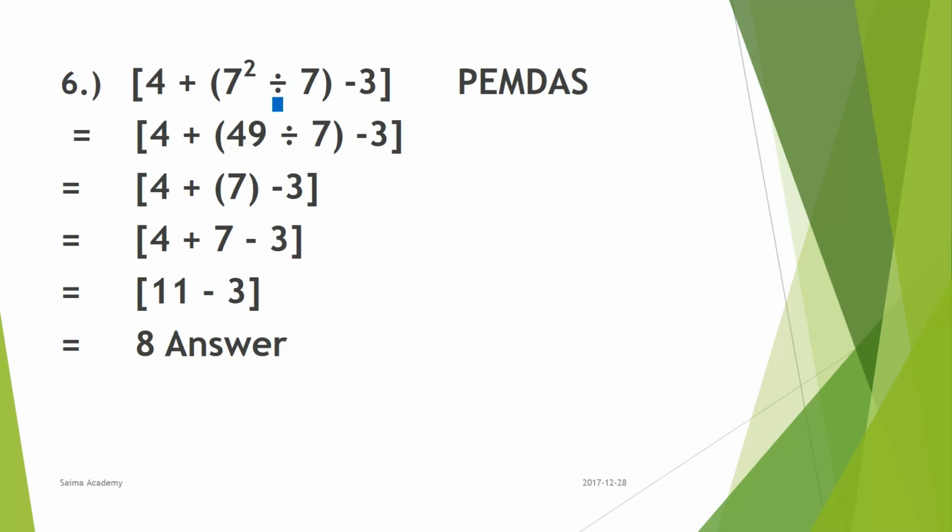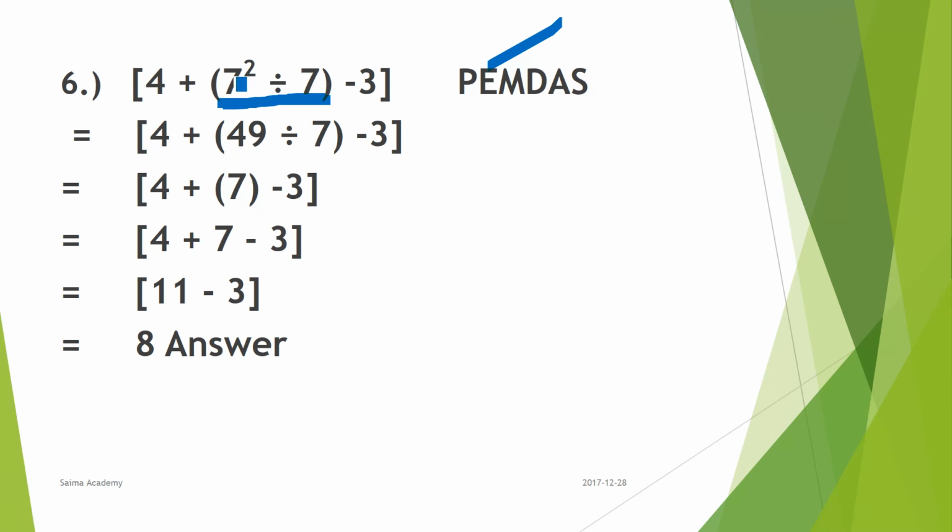In this question, this is an important question, and in this question we will use the exponent. So see, the large bracket is here plus 4, and then in this small bracket we have 7 square divided by 7. So according to PEMDAS, we have to solve the bracket and exponent, whatever is inside this bracket, first. So this exponent is inside the parenthesis, right?